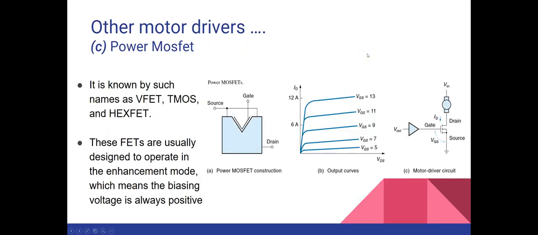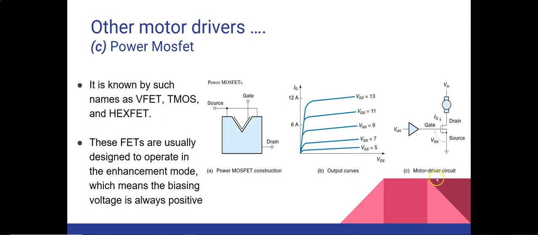We have a power MOSFET. The power MOSFET can be used as a driving circuit, and these are different names for it. This power MOSFET is designed to operate in an enhancement mode, which means that the biasing voltage is going to be positive. In this case, you can see here the output curve for a typical MOSFET, and the input range of the VGS is typically between 0 to 5 volts, but it can climb up to 12 ampere when the voltage VGS is 13 volts.